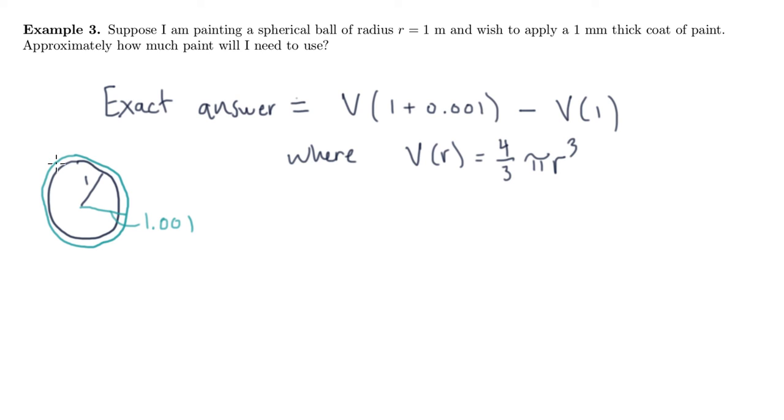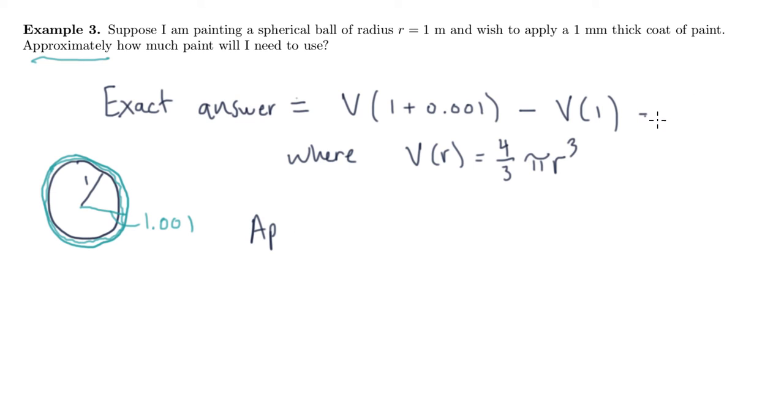And this volume that I'm painting is just the difference of the volume of the outer sphere minus the volume of the inner sphere. So that's where I'm getting this from. And we could do that using a calculator. But I just want to approximate this, okay? And hopefully I can do a good approximation. So to approximate this, I can use a differential.